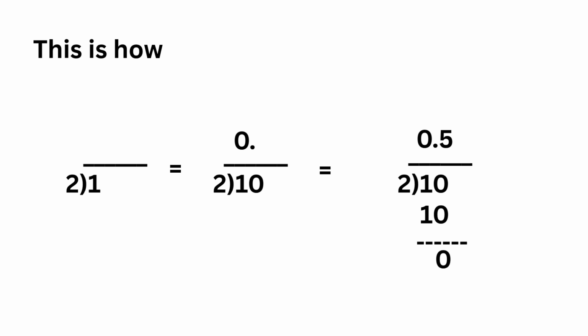So 2 into 10 gives you how many times? 5. It goes 5 times. So 5 times 2 gives you 10. That's the 10 below. So 10 minus 10 gives you 0. I hope you understand.